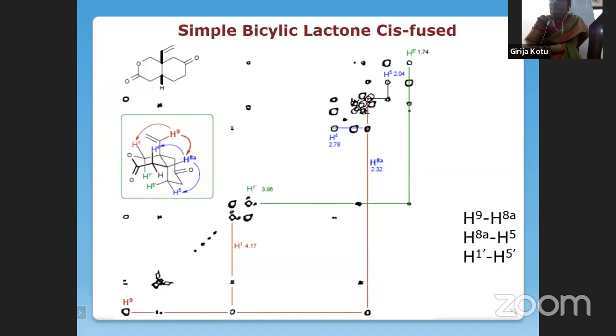Similarly, another evidence for the cis-fusion is the connectivity between the 1 and 5 prime protons, which are represented in the form of green protons and green lines. Those two also say that the lactone is cis-fused. The bicyclic lactone is cis-fused. So the cis-fusion or the trans-fusion, the geometry of the molecule, can be known through this.